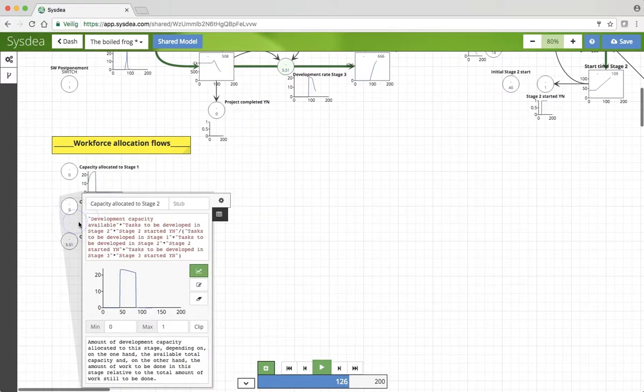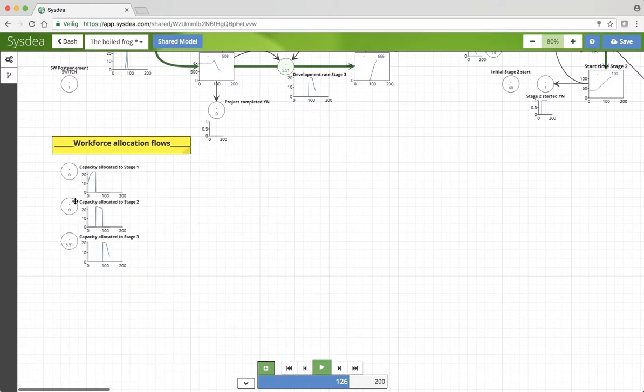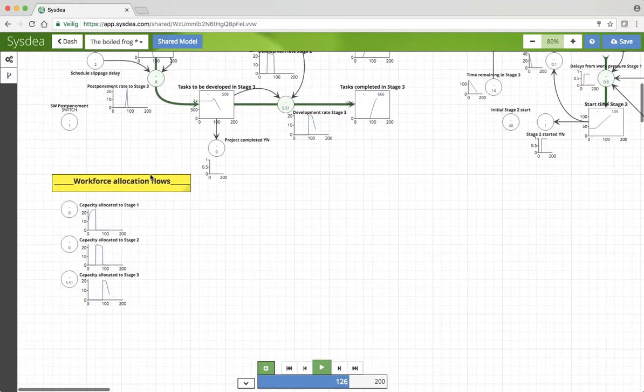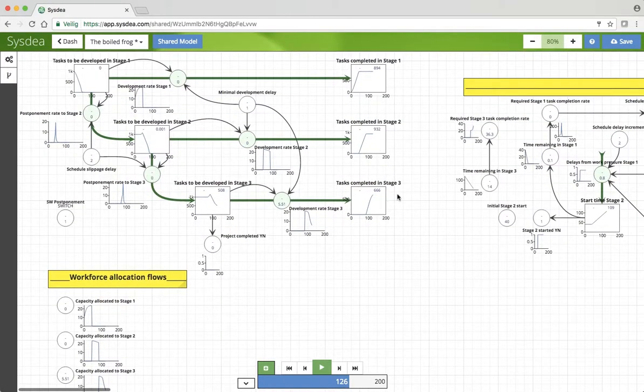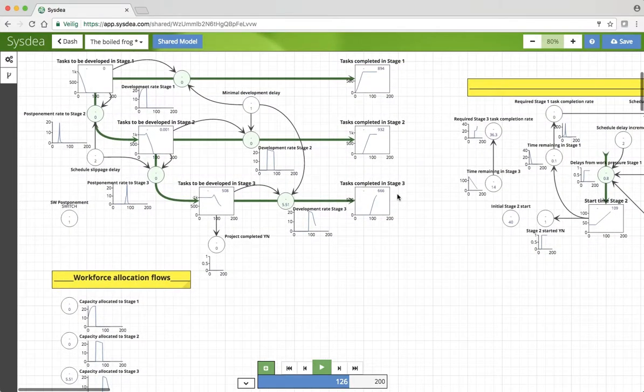In stage 2, the same story, but it can also be stage 3. Well, there's a slightly more complicated story there, because of course stage 1 has already started, so we don't need booleans for stage 1 over there. So this then, this capacity allocated to stage 1 goes into here. And that way you see flexible flows.